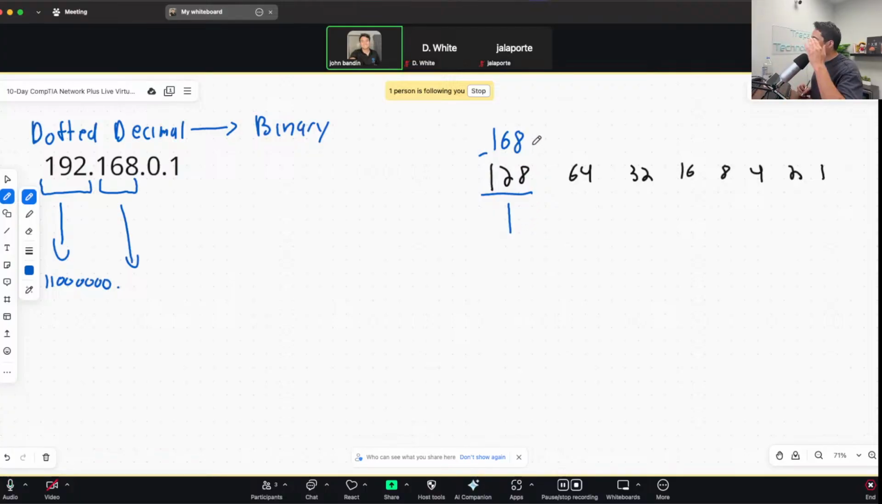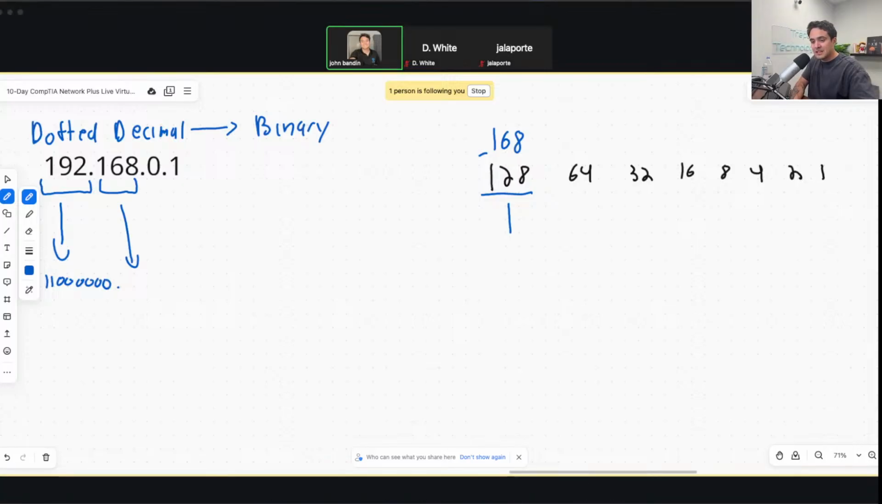So 168 minus 128. I'm using my calculator again, sorry. Had a long day today, afternoon class. I'm sure you guys can understand. 168 minus 128 is 40.